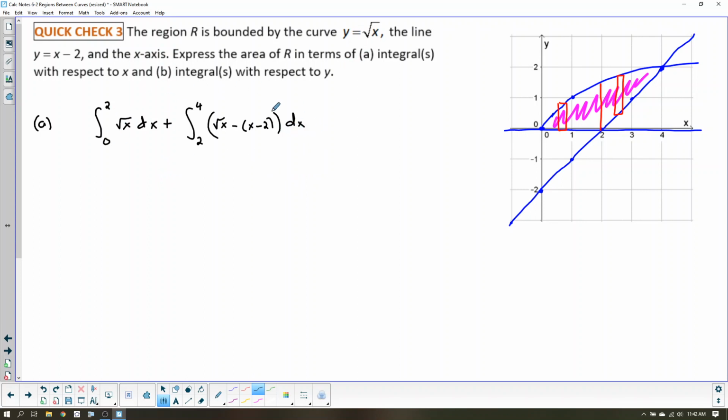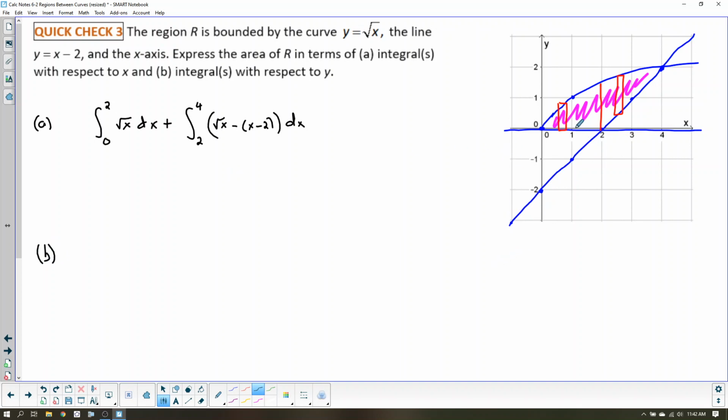This actually is a common thing on the AP test. A lot of times they'll give you a scenario, and usually it's a pretty messy function. They may even give you a picture for it, and they just say write out the integral that represents the area, but do not evaluate it. So that's all we're asked to do here. We could totally do this one, but we're not asked to do that.